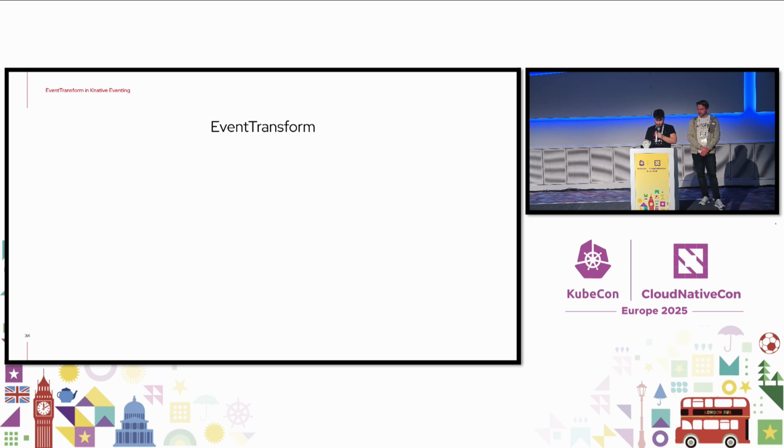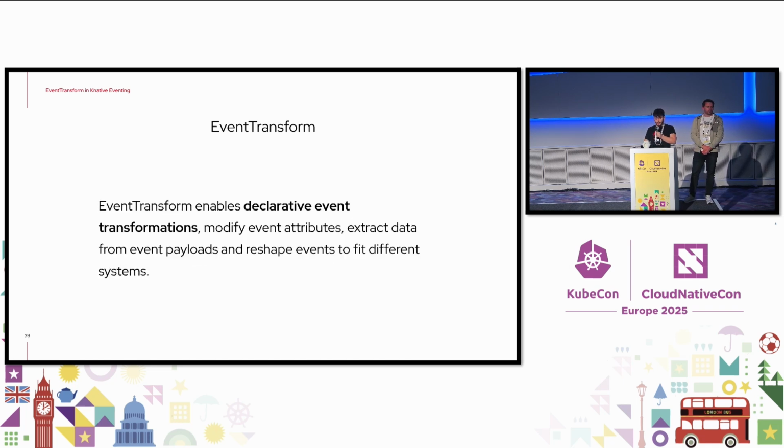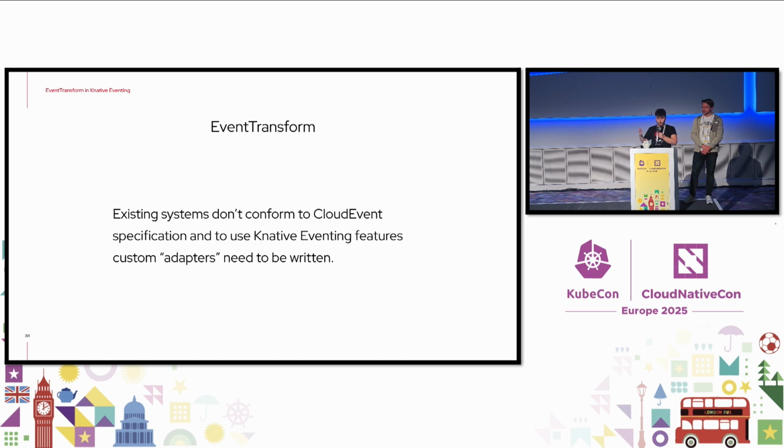The idea is that with Event Transform, we want to bring existing systems easily into eventing, and so have this more cloud-native processing for event-driven systems. And not only that, we don't want people to write a bunch of code that is not heavy lifting, just transformation stuff. That's the idea of Event Transform: declarative transformations of events.